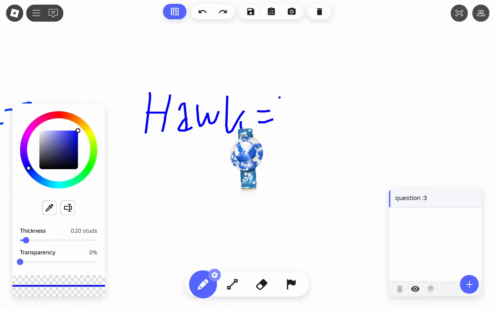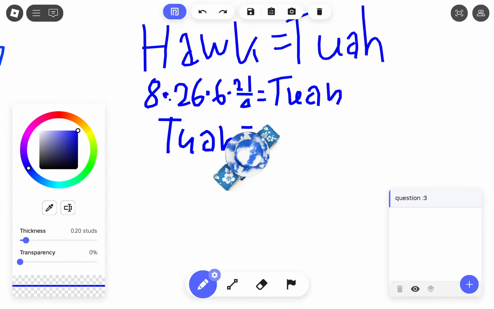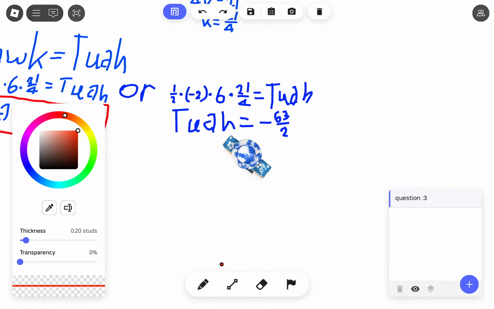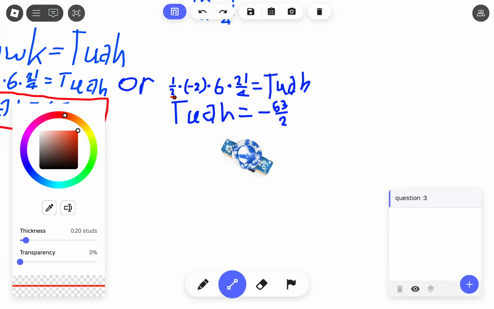Finally, solve for both cases of Tuah. Our final values for Tuah are 6552 and negative 63 over 2 or negative 31.5.